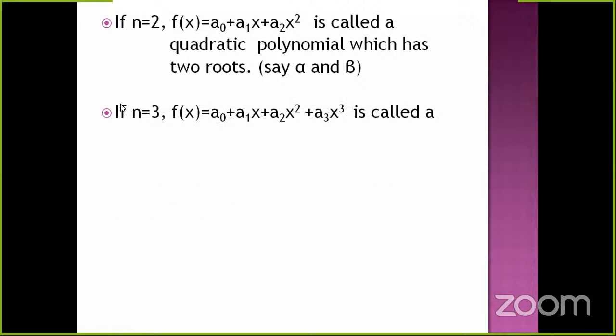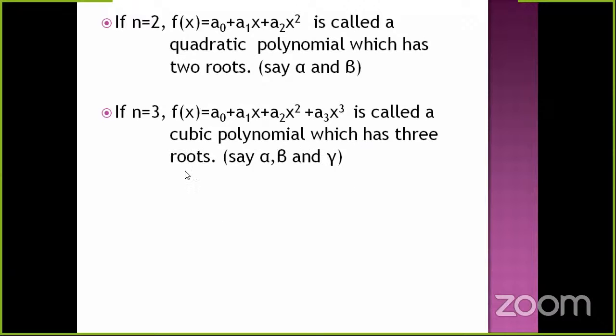And if n is equal to 3, f of x will become a0 plus a1x plus a2x square plus a3x cube, and it is called a cubic polynomial. Since the highest power of x, the n value, is equal to 3, it is a third degree polynomial, so we can name it a cubic polynomial. Every cubic polynomial will have 3 roots, and for our convenience, we will consider them as alpha, beta, and gamma.